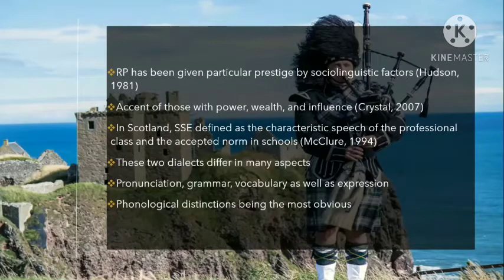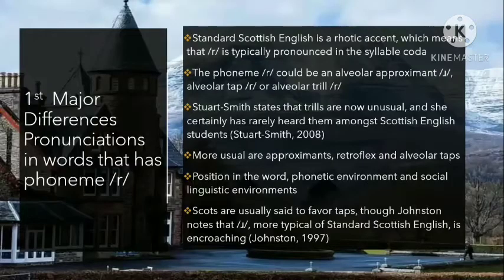These two dialects, RP and SSE, differ in many aspects, such as pronunciation, grammar, vocabulary, as well as expression, with the phonological distinction being the most obvious. The first major difference is in words that have the phoneme R. Standard Scottish English is a rhotic accent, which means that R is typically pronounced in the syllable coda.